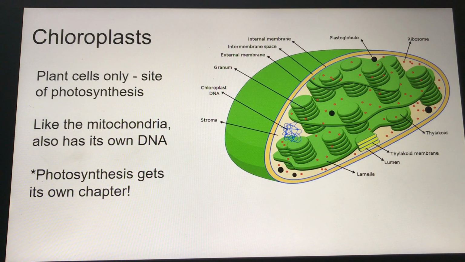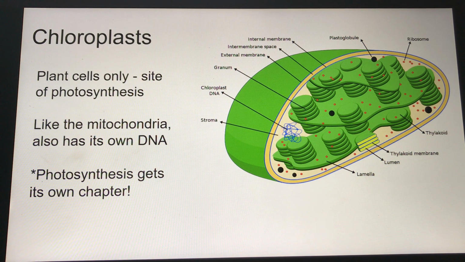Right, moving on to chloroplasts. These we only find in plant cells. Of course, they are responsible for the reactions of photosynthesis. You may have heard of this process. Typically, this is a process that you learn about in high school and middle school, and you may also know that they have their own DNA.